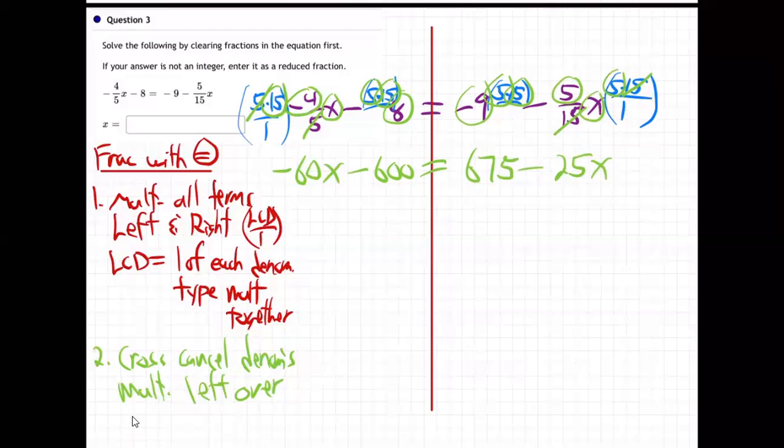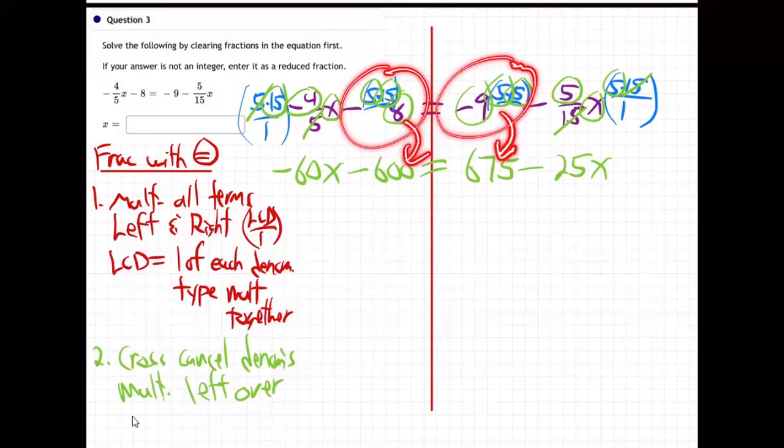How are we doing? Do you see what happened there? So I cross-canceled denominators and I multiplied everything that was left over. So I cross-canceled the 5s here, multiplied what's left over. And these guys were pure multiplication because there was no cross-canceling. There was nothing under a bar. There was no denominators for those guys. It was just pure multiplication on the calculator.